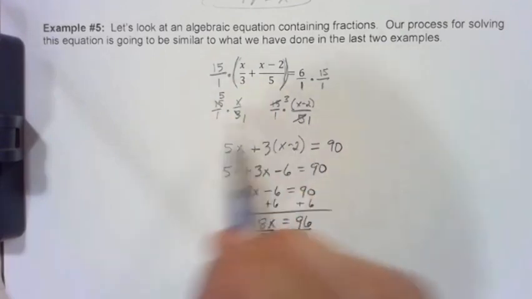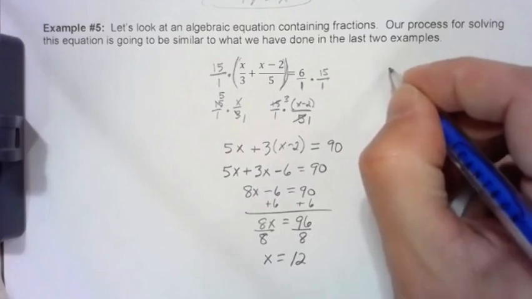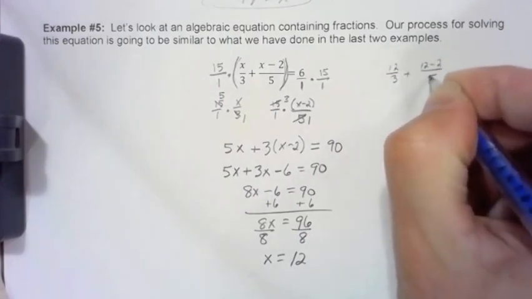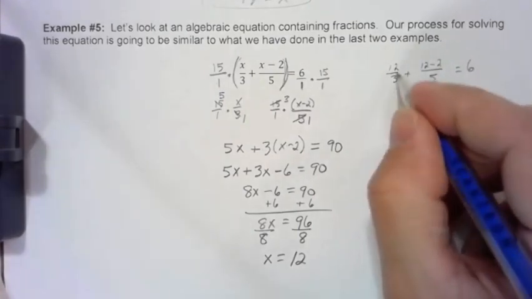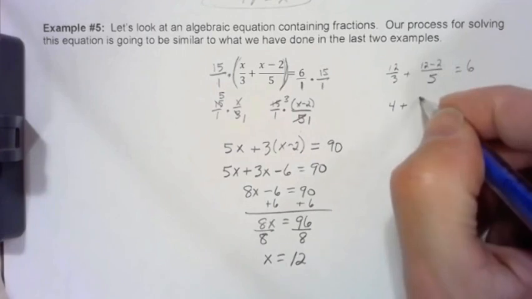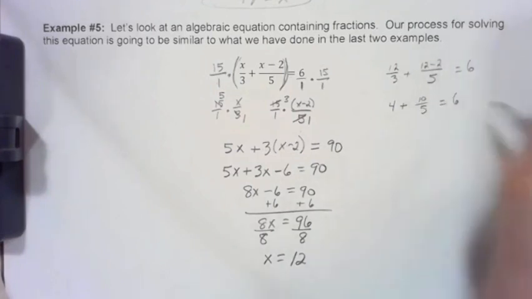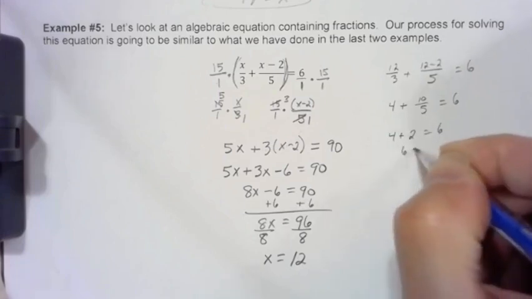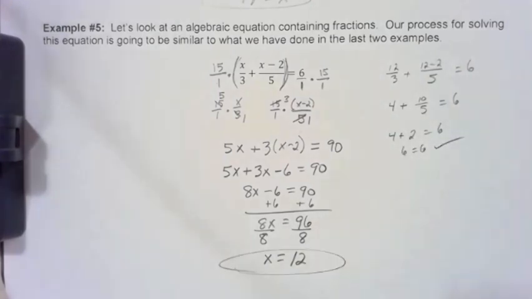Okay, and again, you could do a really easy check to make sure that this worked. 12 over 3 plus 12 minus 2 over 5 equals 6. 12 over 3 is 4 plus 12 minus 2 is 10 divided by 5 equals 6. 4 plus 10 divided by 5 is 6, and 6 is 6. So I know that 12 must really be the answer to this equation.